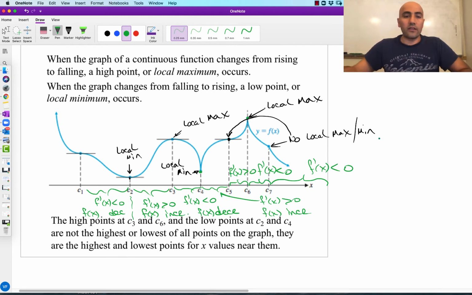So the local maximums and local minimums are going to occur where there is a change in the first derivative, going from negative first derivatives to positive first derivatives, or the other way around, and the order makes a difference in order to figure out whether it's a local maximum or local minimum. So the high points at C sub 3 and C sub 4 and the low points at C sub 2 and C sub 4 are not the highest or the lowest points on the graph. They are the highest and lowest points of the x values near them.